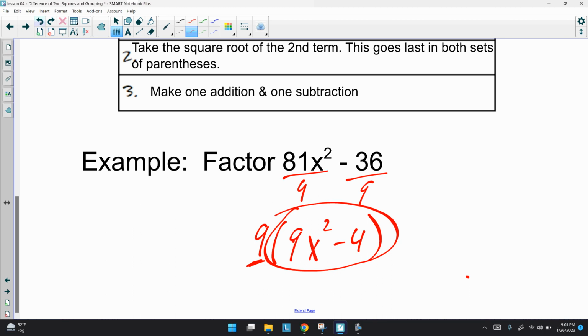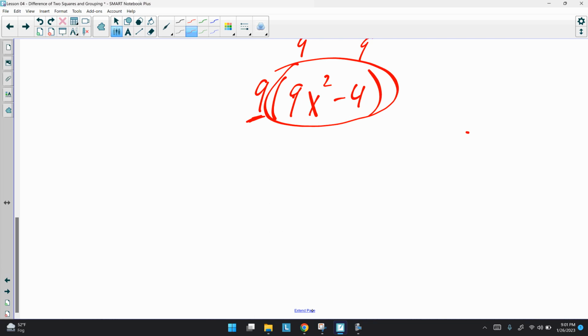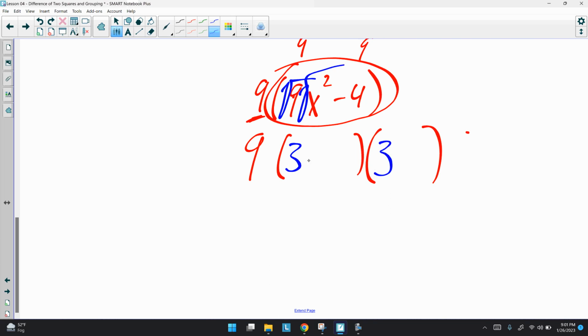Let's see, need some more space. As always, pause the video as you need to. But we're going to set it up by doing parentheses first. I'll go ahead and bring that 9 down. Again, take the square root of 9, and that's 3. Take the square root of x squared, and that's x. And then take the square root of 4, that's 2. And make one positive and one a minus. Or, addition, subtraction. And that's it.